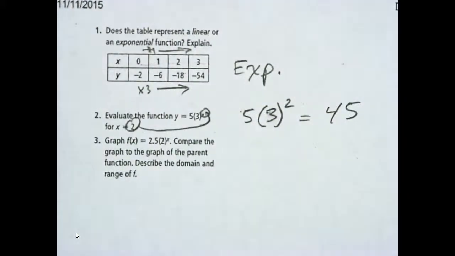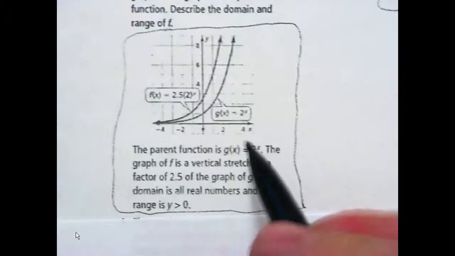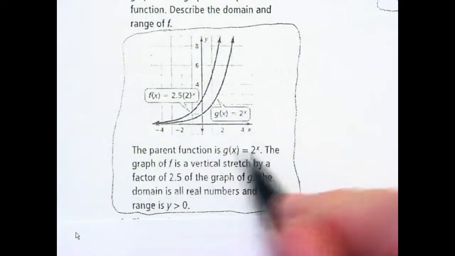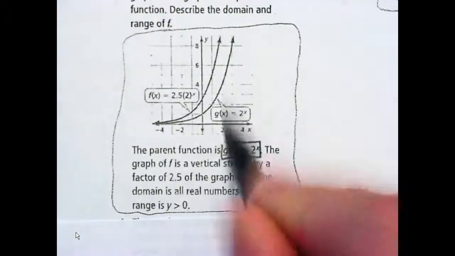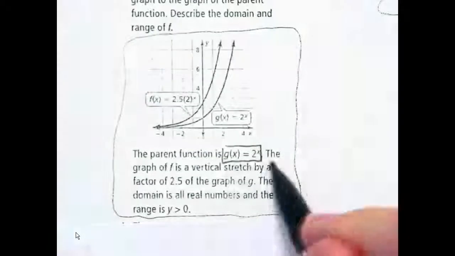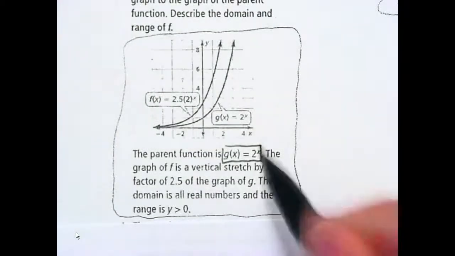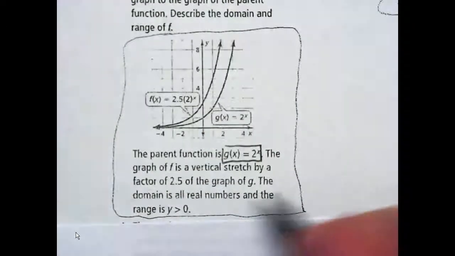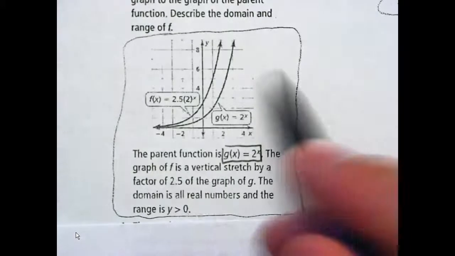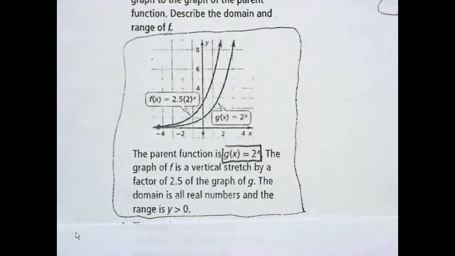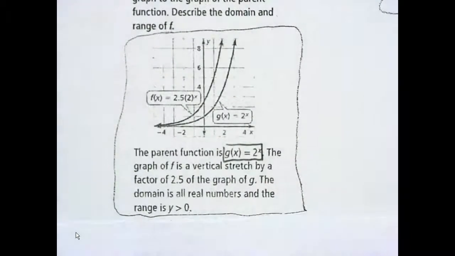So I have the graph of that one. You may have used your graphing calculator on it, but on that graph, the parent function of this is g of x is equal to 2x. You just drop the a term, make the a term 1. Okay, the graph of is a vertical stretch by a factor of 2.5. That's what the a term's doing. Okay, and the domain is all real numbers there. Range is y is greater than 0.